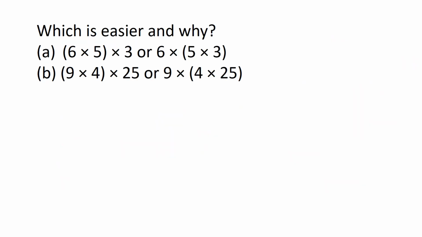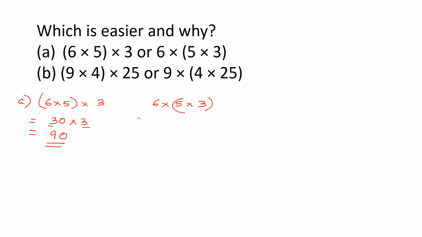We'll move on to associativity of multiplication. Let us see which one is easier: 6 into 5 into 3 or 6 into 5 into 3. Let us take the first one. I am taking 6 into 5 into 3. 6 into 5 if I take first, I will get 30 into 3. Then we have only 3 into 3. 3 into 3 is 9 and then we have to put one 0. Answer is 90.